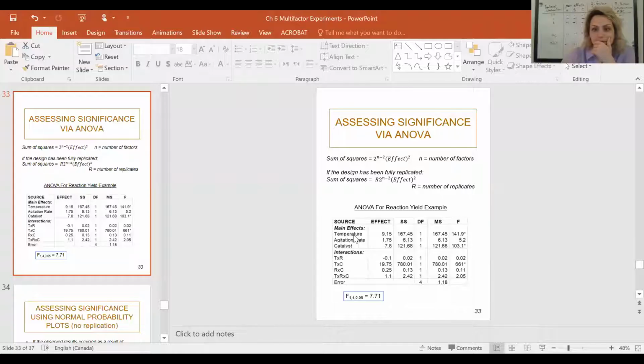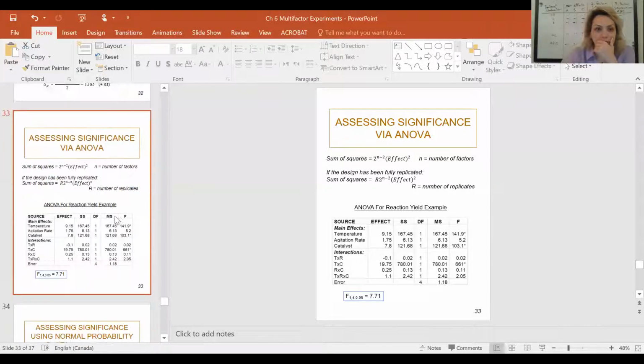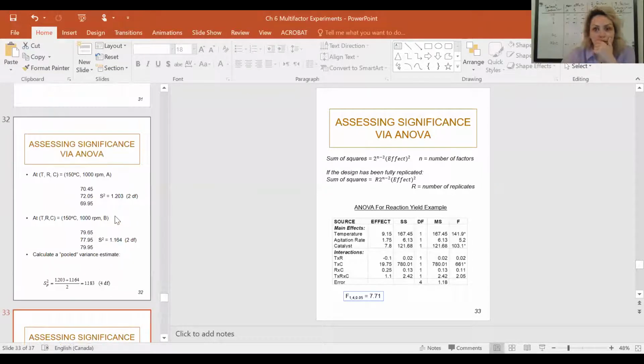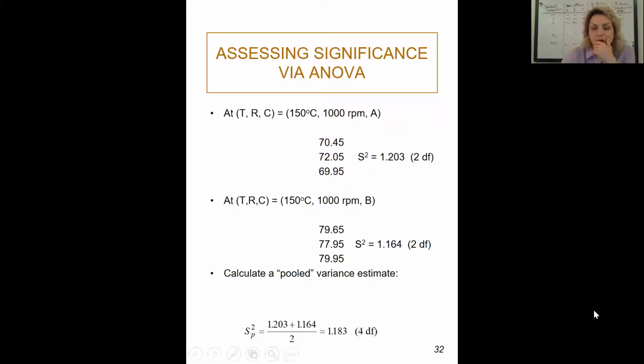Look here. We want to find the mean square error. For the mean square error, what we are going to do is this: temperature, rate, and catalyst type, so that we would have A and B. We're going to read the response, and say, for example, for this operating condition, the variance is 1.2.